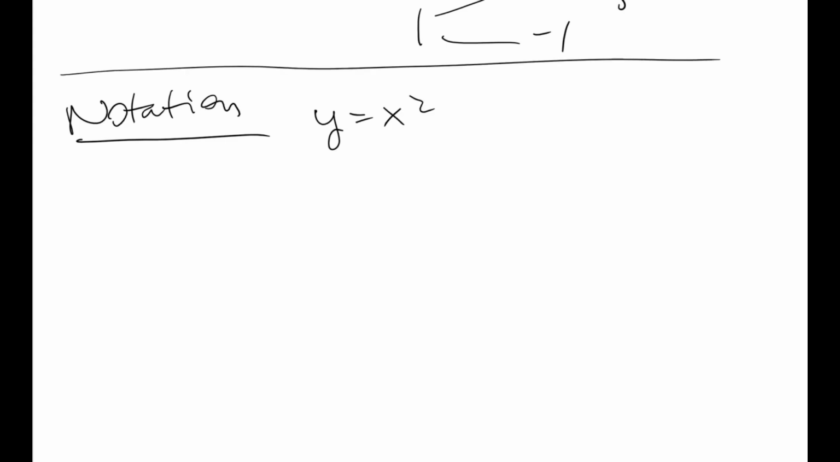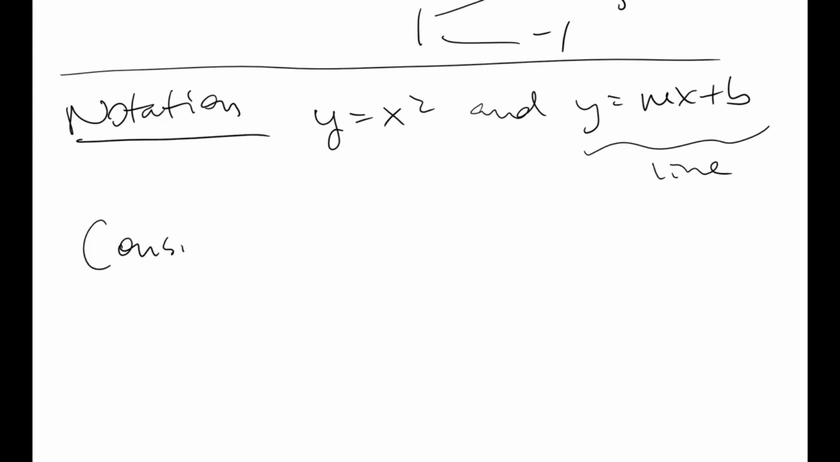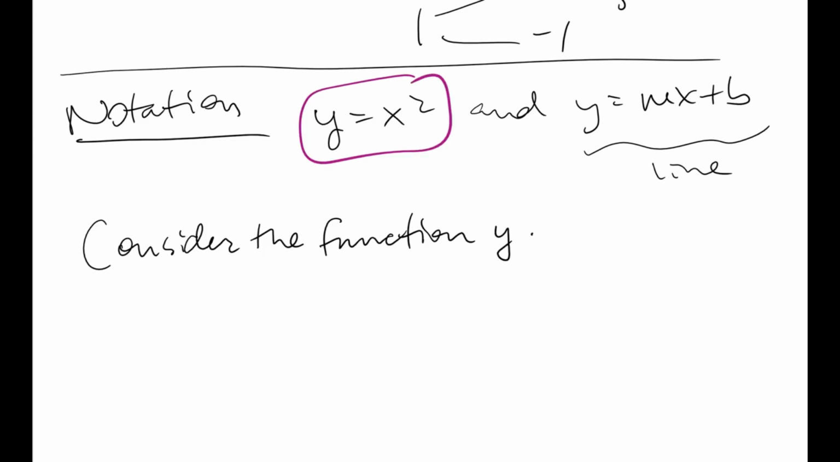So what if I have 2 functions, where I call one of them y equals x squared, which we just showed was a function, and what if we had y equals 3x plus 1? Let's say y equals mx plus b. This is your general line right here. This is a line. And what if I said, consider the function y? Well, which one? You've got 2. You've got this y, and you've got this y.